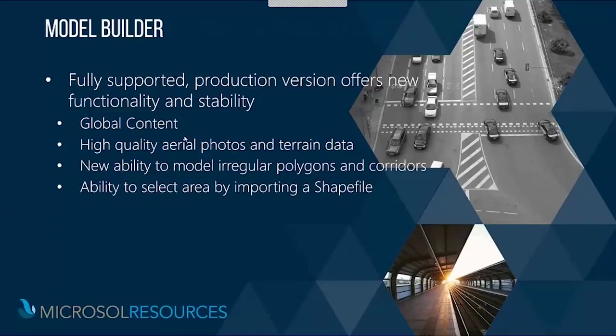The ability to model irregular polygons and corridors within Model Builder is a new feature. So rather than simply relegating your model space to be a rectangle or a particular view, you can now actually trace out a corridor shape. So for instance, you'll see that I went out and I did a polygon for the Brooklyn-Queens Expressway, and I was able to bring in just the information within that, and I'll show you a demonstration of that.